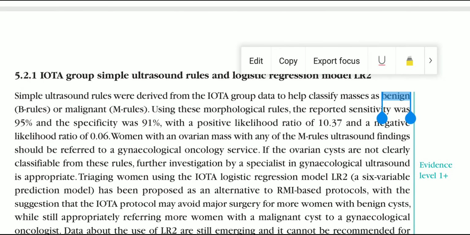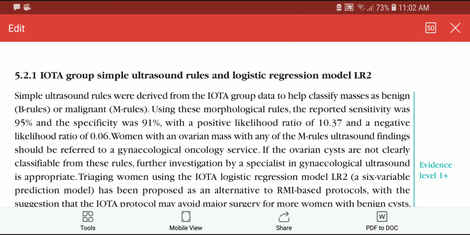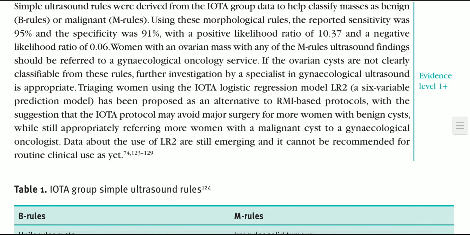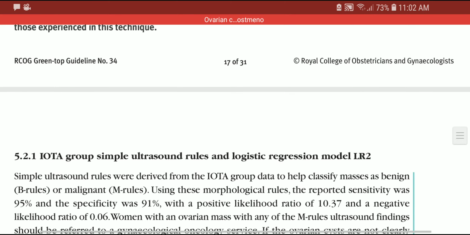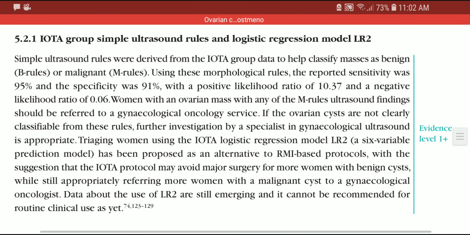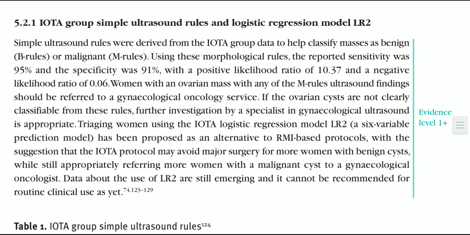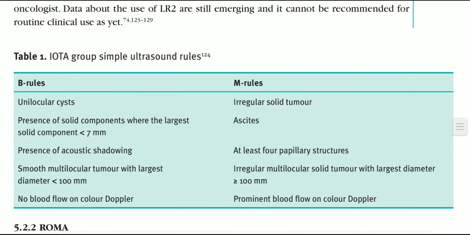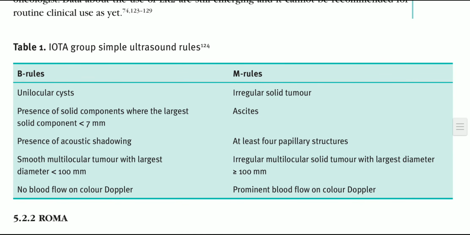Okay, the IOTA scoring system. The IOTA scoring system is a simple ultrasound rule and logistic regression model. Okay, LR2. The IOTA group uses these rules, the B rule and M rule. Okay, we have to remember these important points: the B rules include those for benign tumors, and the M rules are for malignant tumors.